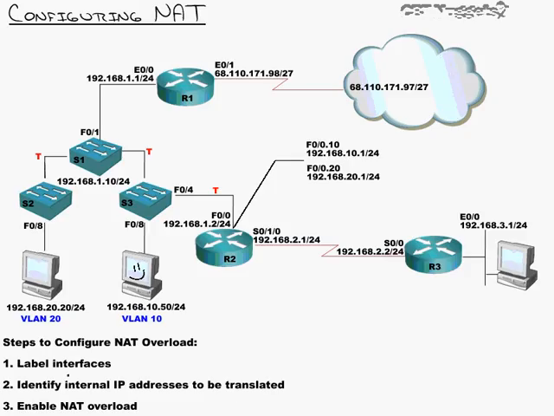We've labeled the interfaces. Second step, identify internal IP addresses to be translated, meaning I need to tell router 1 which IP addresses should be translated and even which IP addresses shouldn't be translated. Maybe I don't want internet access for these guys. Well, I could prevent them with an access list from getting out there, or I could just deny them from getting NATed out to the internet. I do this by using an access list.